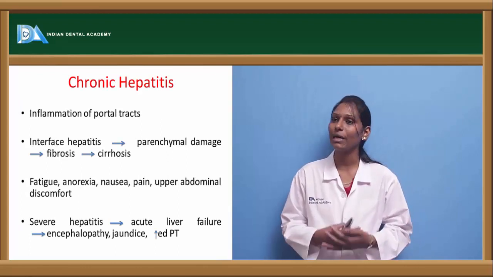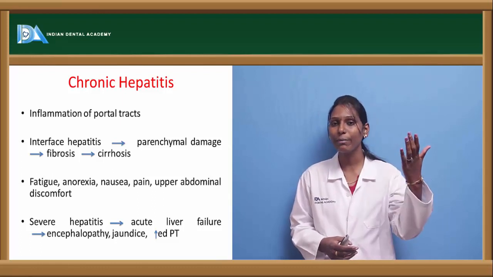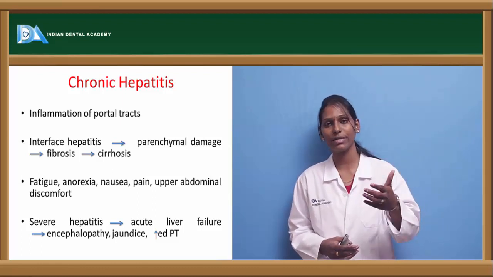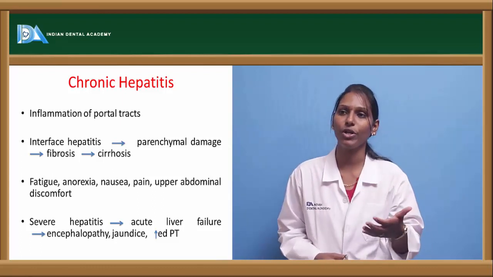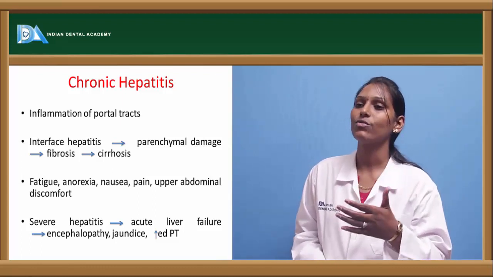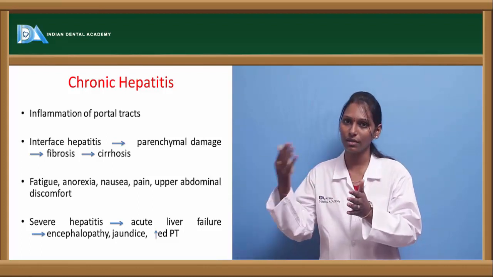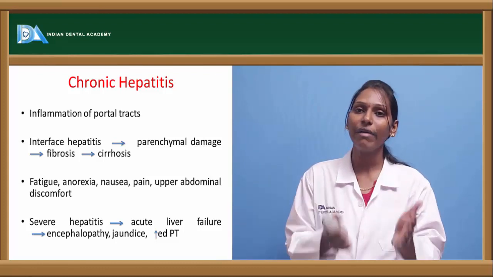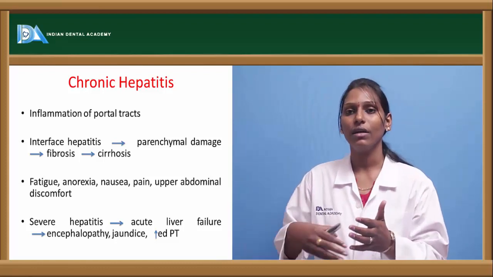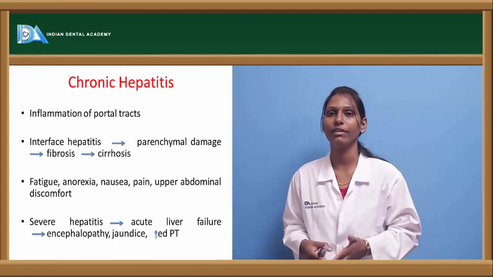Then coming to the chronic hepatitis condition, there will be inflammation of the portal tracts. In acute hepatitis, there is inflammation of the hepatocytes themselves, and in case of chronic hepatitis, there will be inflammation of these portal tracts. In chronic hepatitis, what happens is there will be interface hepatitis, which further continues into parenchymal damage. Later, it results in fibrosis, and further progression of this disease results in cirrhosis of the liver.